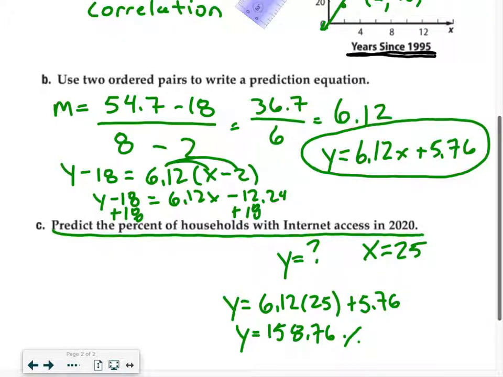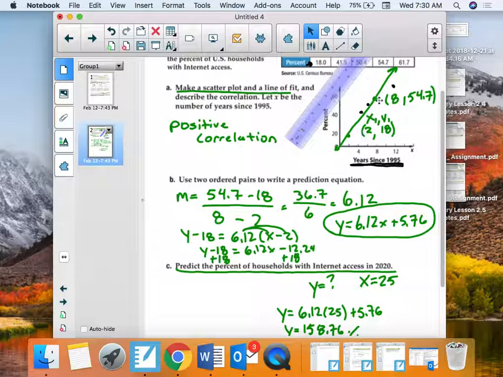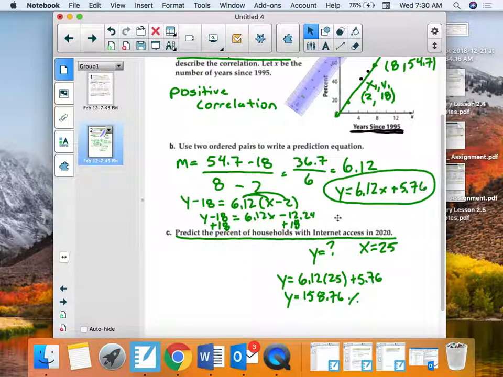Okay, so certainly interesting. Again, you've got three problems. They're all very similar to this, where you've got to plot points, say if there's a correlation, make your line of fit, your prediction equation, and then make some sort of prediction based off of the information given.